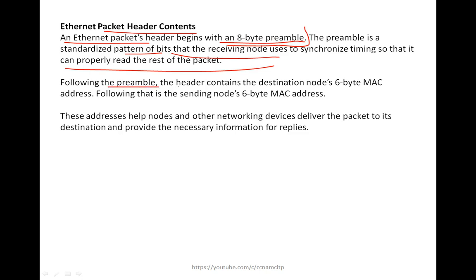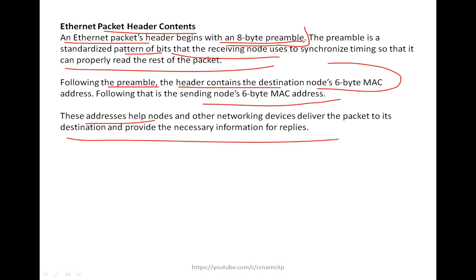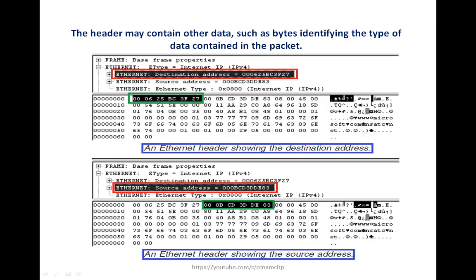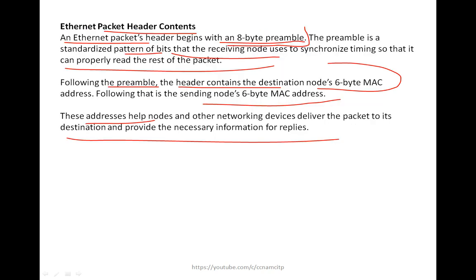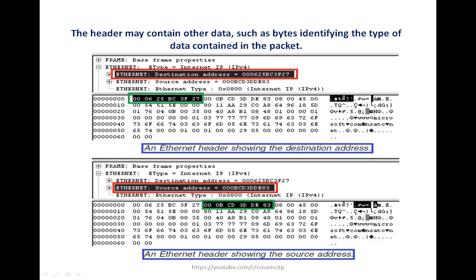Following the preamble, the header contains the destination node's 6 byte MAC address, followed by the sending node's 6 byte address. These addresses help nodes and other networking devices deliver the packet to its destination and provide the necessary information for replies. So guys, this is what I was talking about here. The theory could be a little difficult to understand by listening, but we should have a particular explanation through a graphic, so we will look at that. The header may contain other data such as bytes identifying the type of data contained in the packet. So it can have multiple pieces of information along with this header.